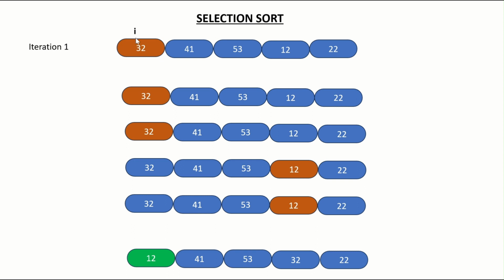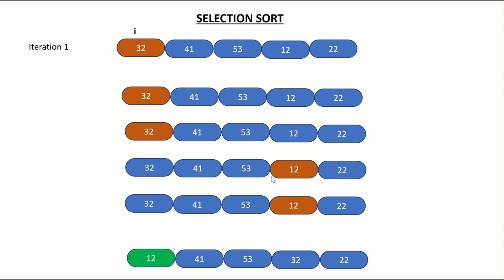So the first element is at the ith position and it is the minimum element as well. Let's consider it as the minimum element. The minimum element, initially I've given it in red color. This minimum element will be compared to the next element, that is 41. But 41 is greater than 32, so 32 remains the minimum element after the first checking. And in the second checking, 32 is compared with 53. 32 is less than 53, so 32 remains the minimum element and it is in red color.